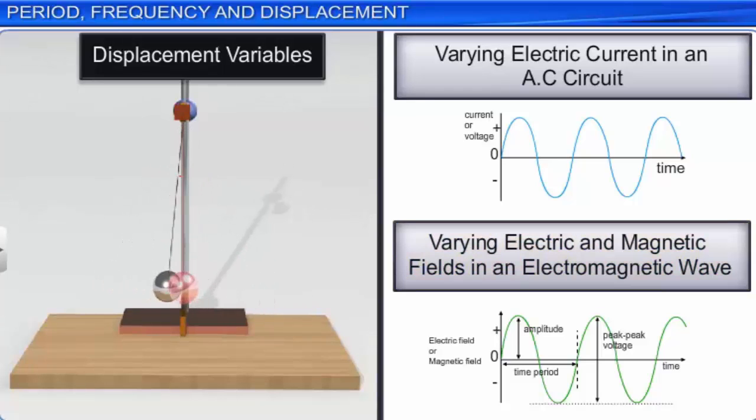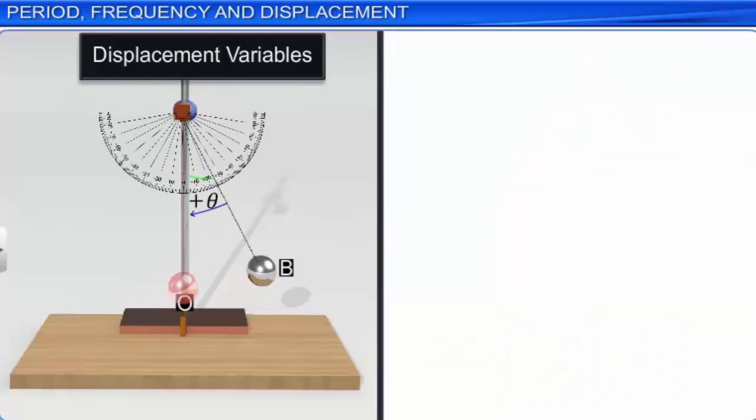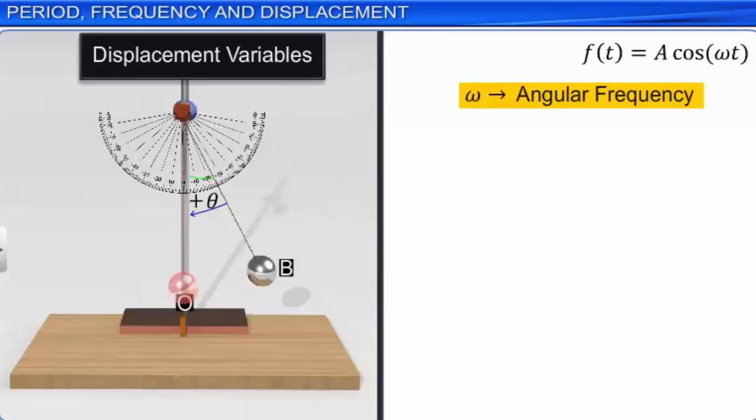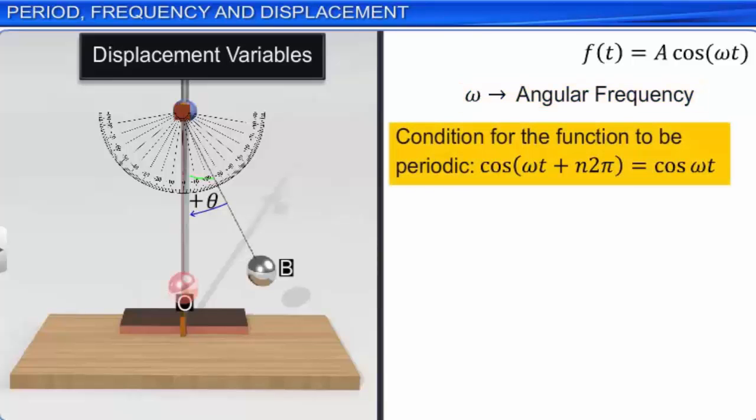Since the displacement in periodic motion varies periodically with time, the displacement theta can be expressed as a periodic function of time, like f(t) = A cos ωt, where ω is the angular frequency measured in radians per second. The condition for the function f(t) to be periodic is that if the argument of the function, which is ωt, is increased by integral multiples of 2π radians, the value of the function remains the same.